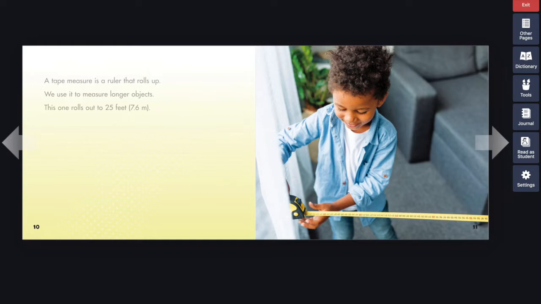Raise your hand if you've seen a tape measure. These are all standards. It means that if your mommy or daddy has a tape measure when they're building, we'll show you different ones of that.